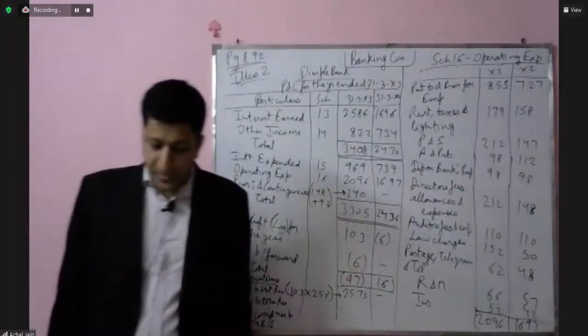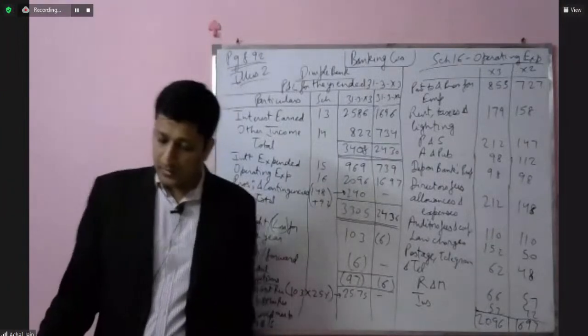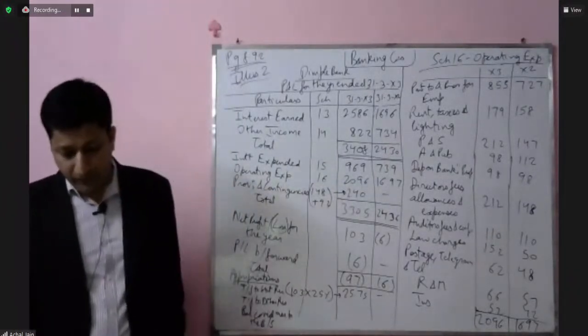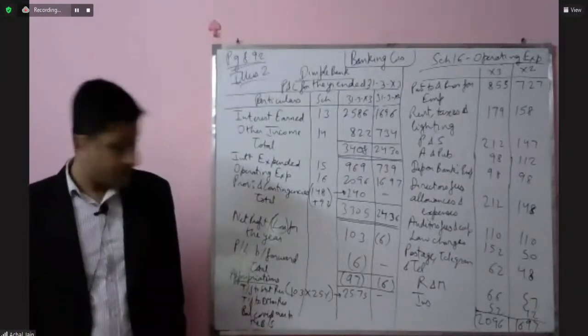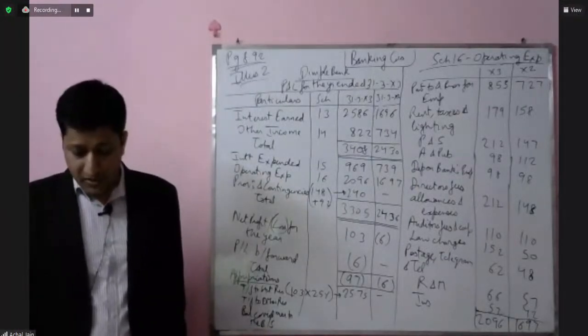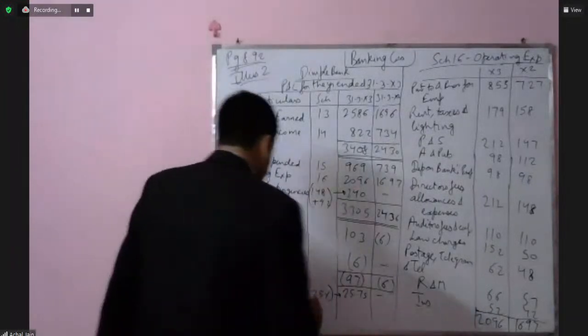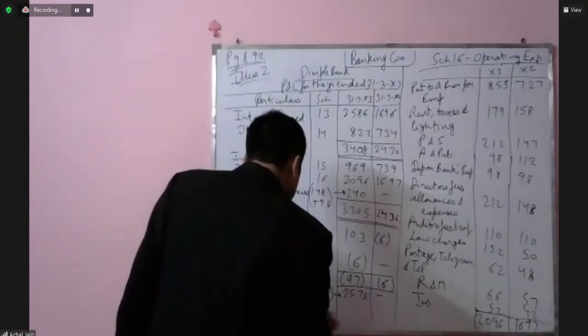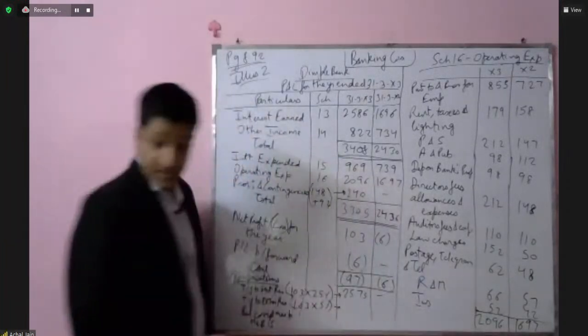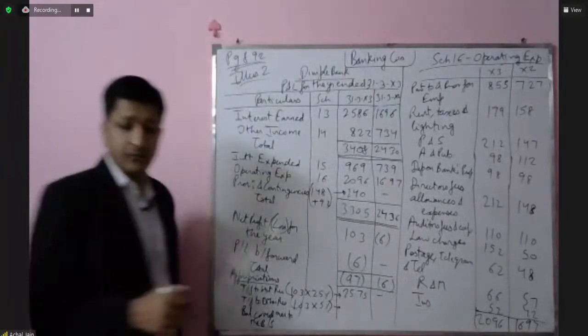Next, 5% of the profit will get transferred to other reserve. So what's 5%? 103 into 5%, that will be 5.15.